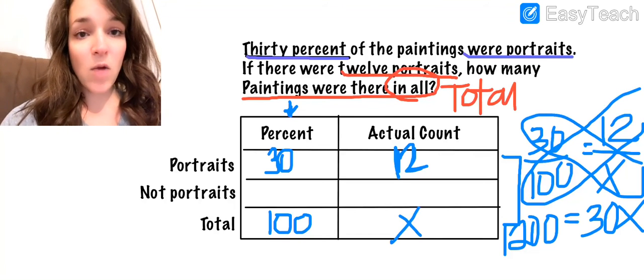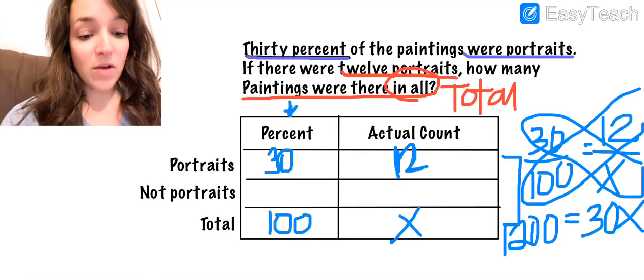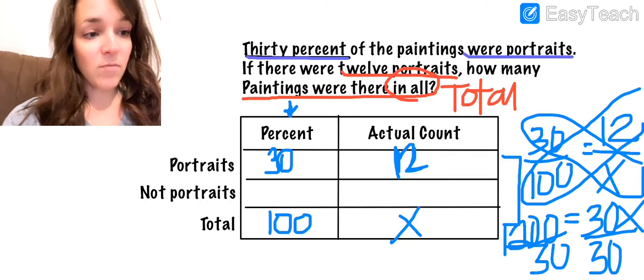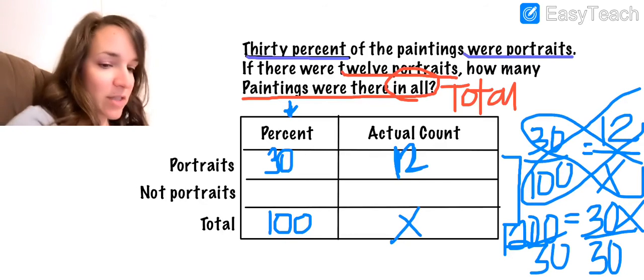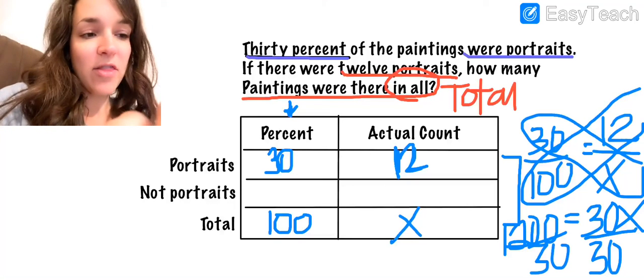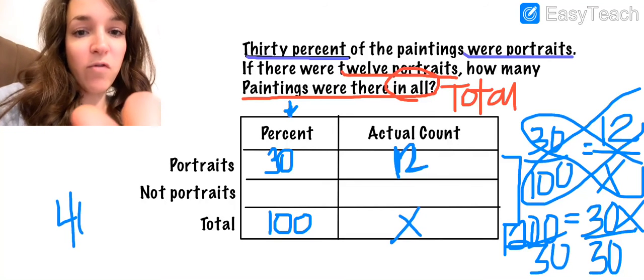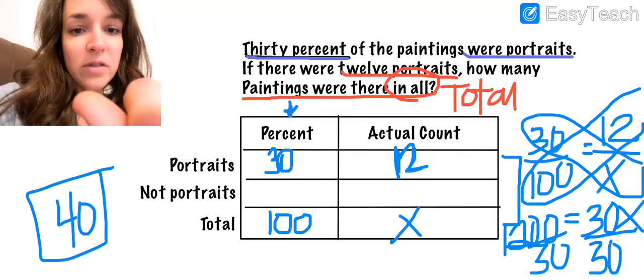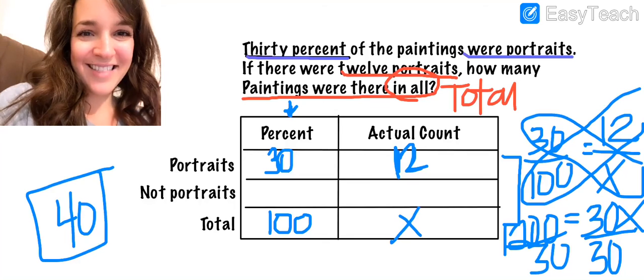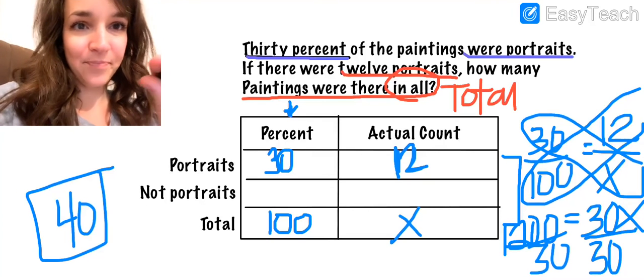So then I want to get x by itself. So right now 30 is being multiplied by x. So I'm going to have to divide by 30. Divide by 30. And I'm running out of room, so I'm going to have to go over to the next little section. But if I divide 1200 by 30, then that should give me 40 equals x, or 40 paintings in all. Okay? Awesome. All right, let's look at one more.